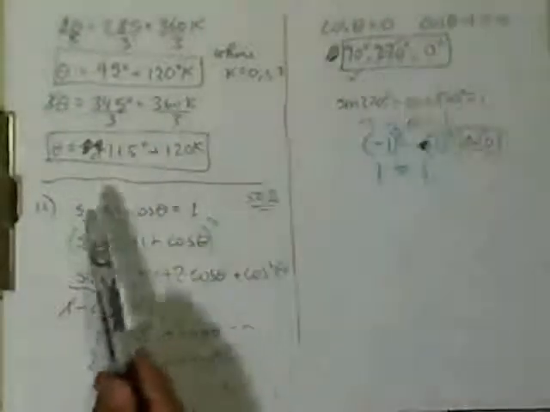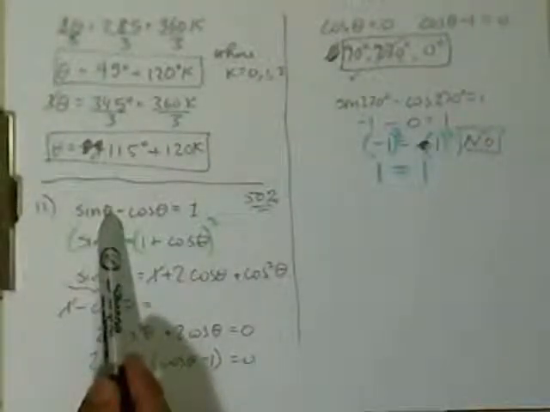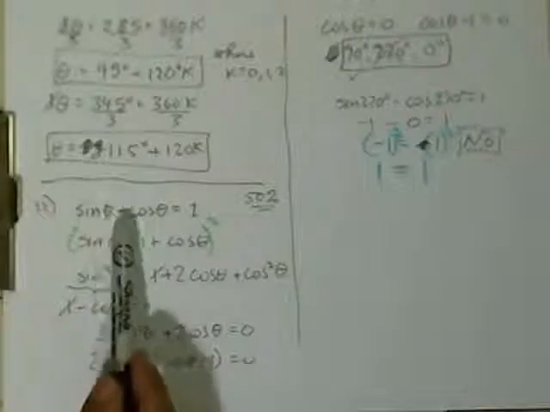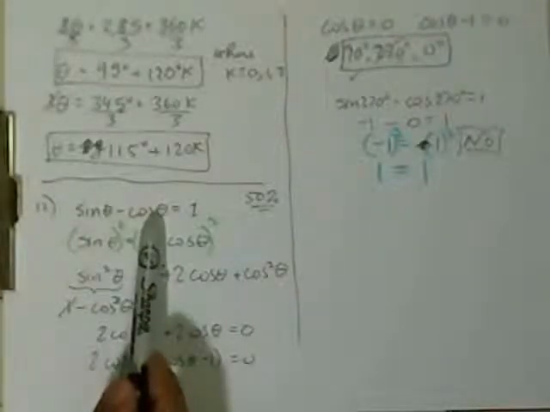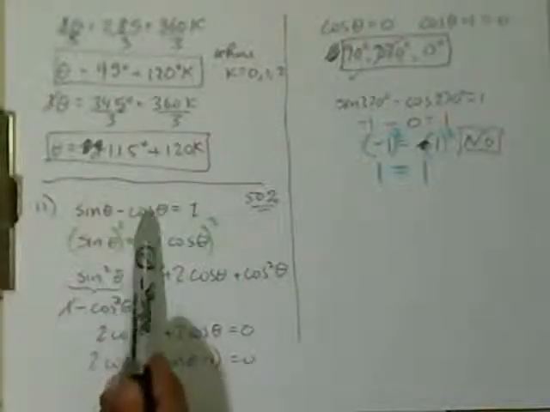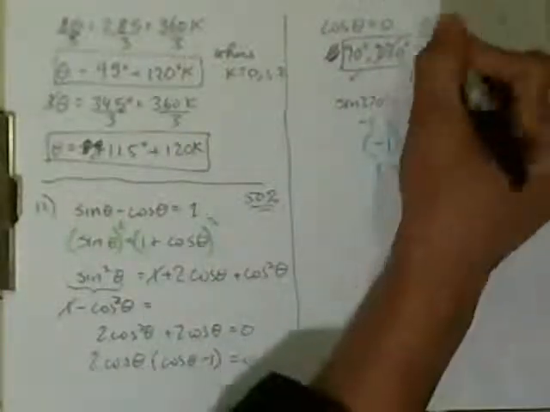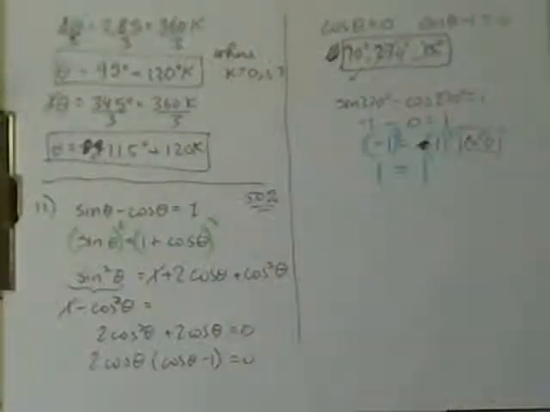Let's try 0. Sine of 0 is 0 minus cosine of 0 is 1. Negative 1 does not equal 1. Only one solution worked out. Let's see on number 12. 90 and 180. Oh, did I get it wrong? Where did I get it wrong?